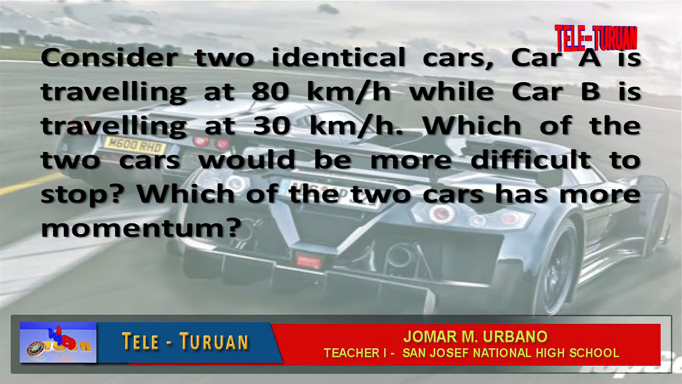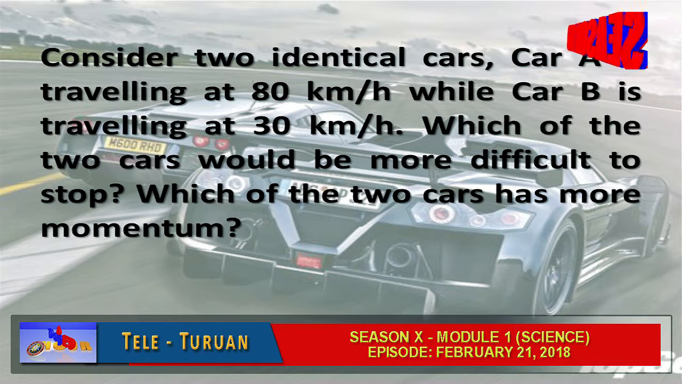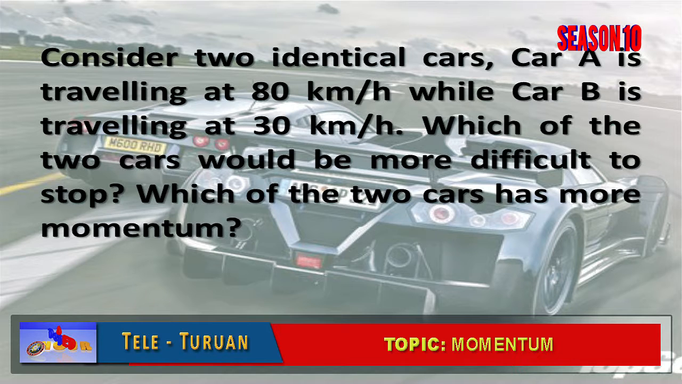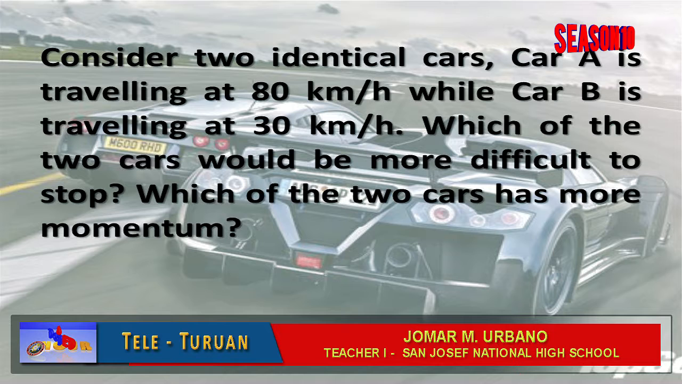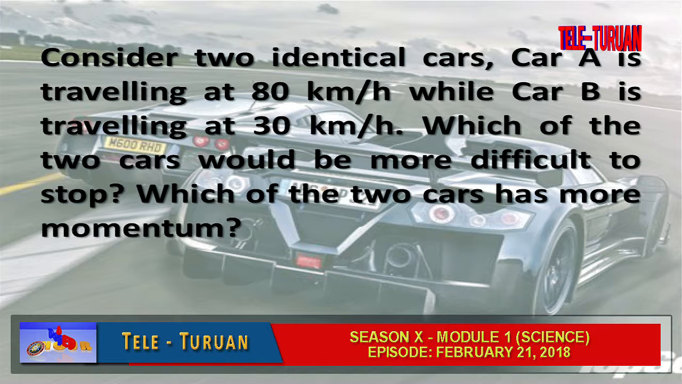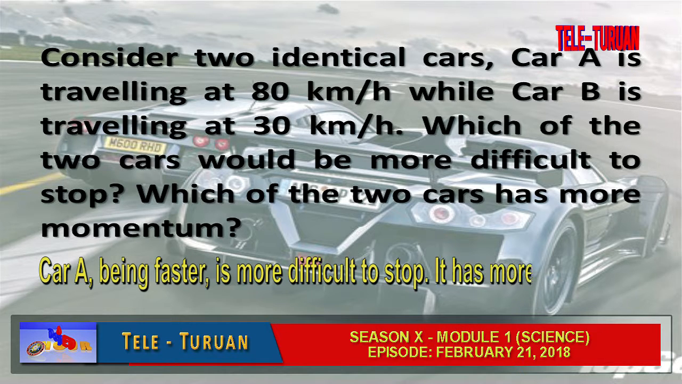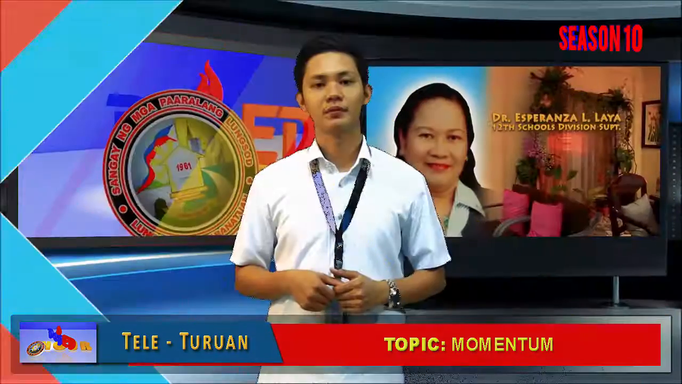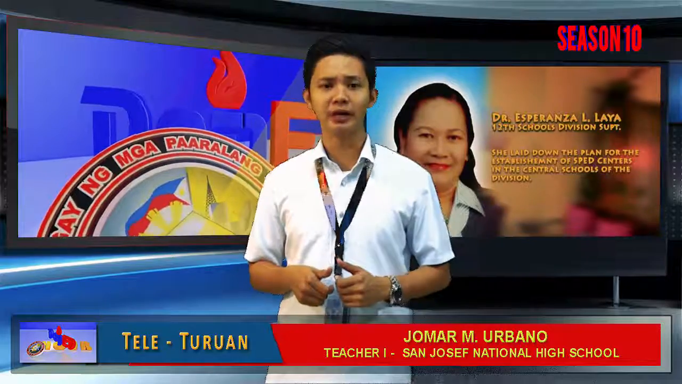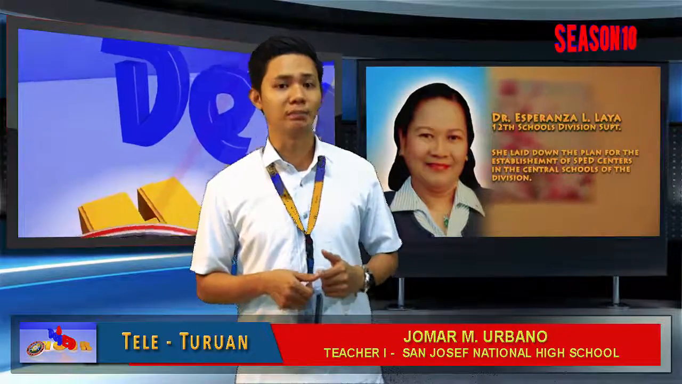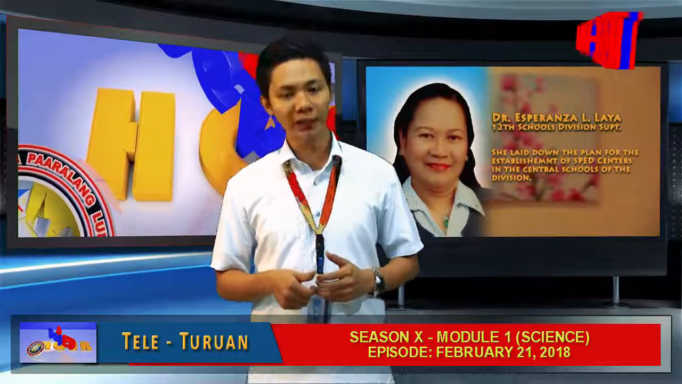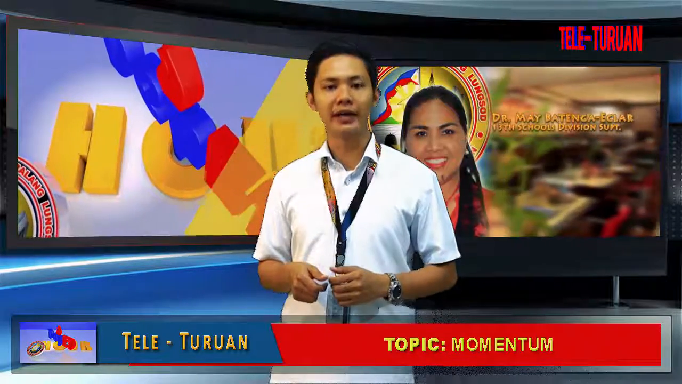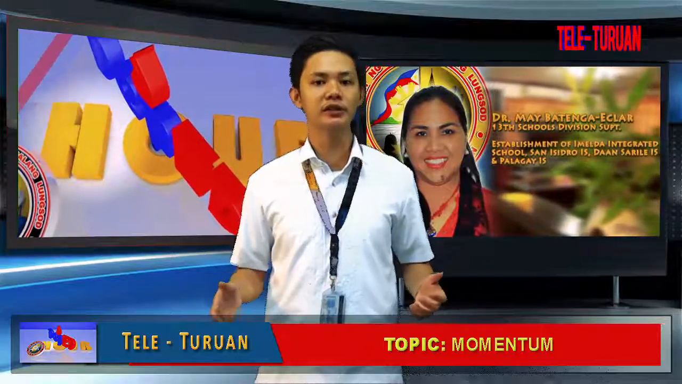Consider two identical cars. Car A is traveling at 80 km per hour while car B is traveling at 30 km per hour. Which of the two cars would be more difficult to stop? Which of the two cars has more momentum? Car A, being faster, is more difficult to stop. It has more momentum. On what two factors does momentum depend? It depends on mass and velocity. Operationally, momentum is defined as the product of mass and velocity of an object.